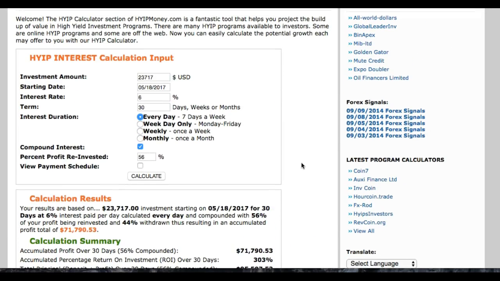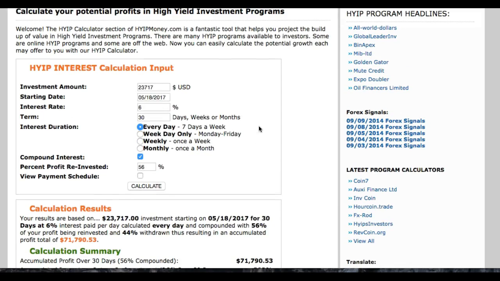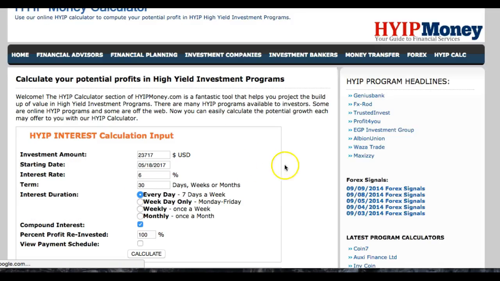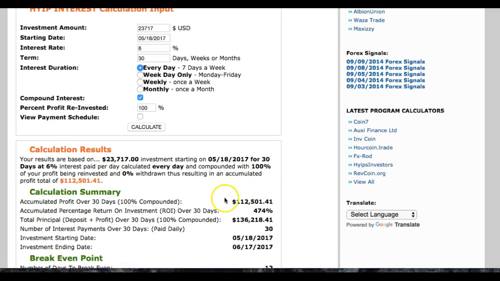So I just want to show you that you can play with this calculator yourself and put it in and obviously let things ride if you wanted to keep compounding. I mean, with these kind of numbers, it wouldn't take a whole lot to drive it to $1 million. If we just let this ride and put 100% back in, what would we be looking at? We would be looking at 112,000.